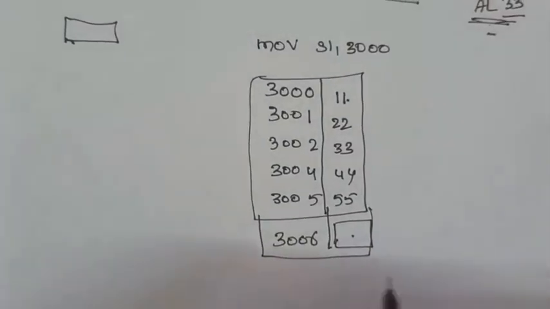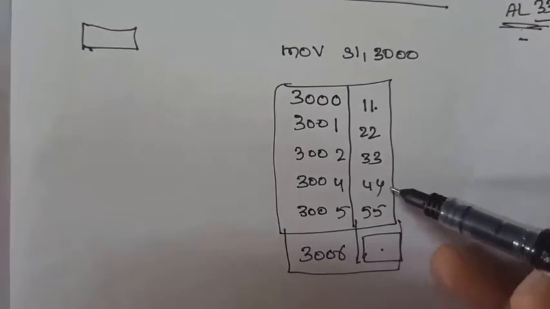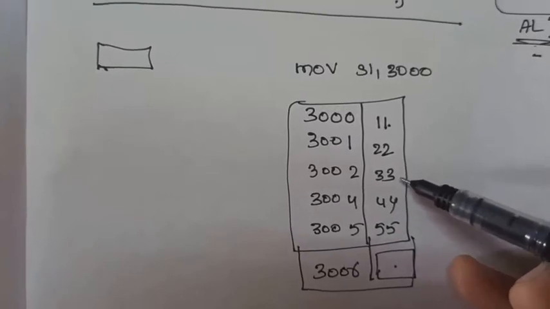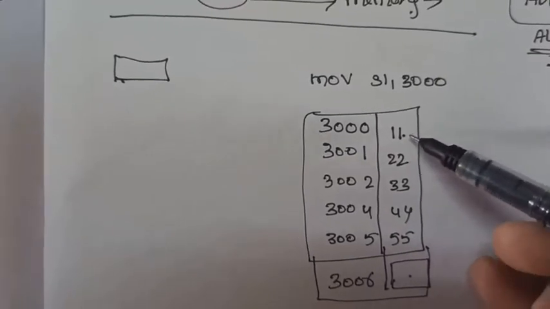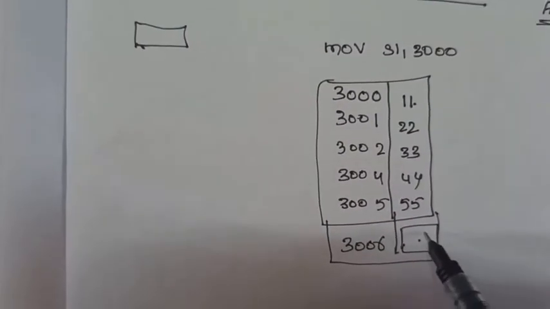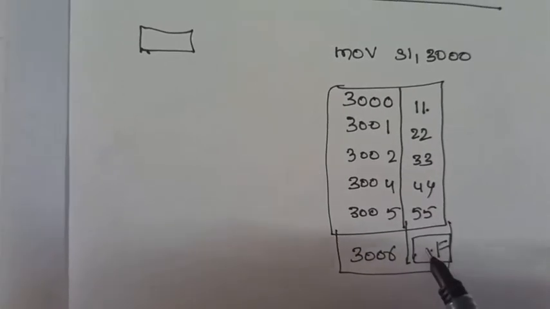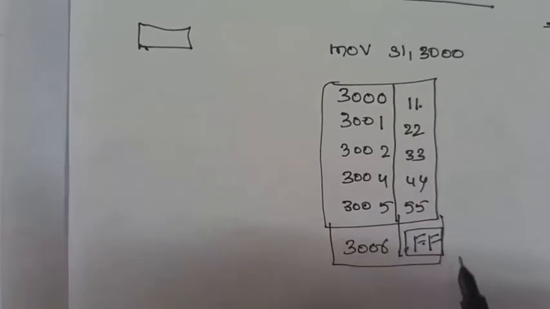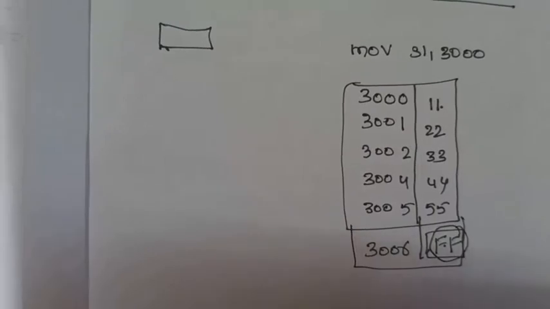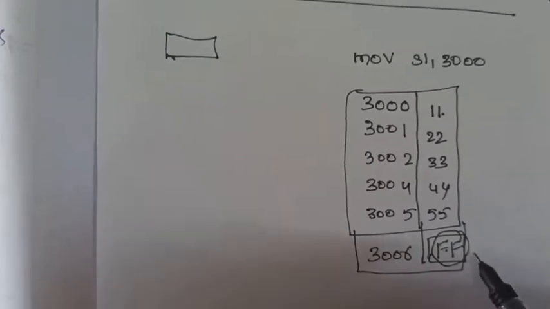What is this FF? See the addition of this: 5, 9, 12, 14, 15. So 15 is nothing but F in hexadecimal. Again here F in hexadecimal. The result is actually FF. So the same result is stored in the memory location.